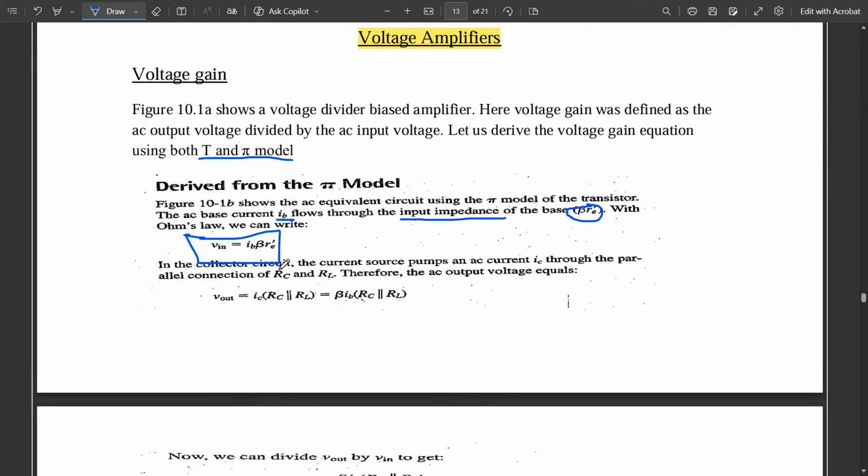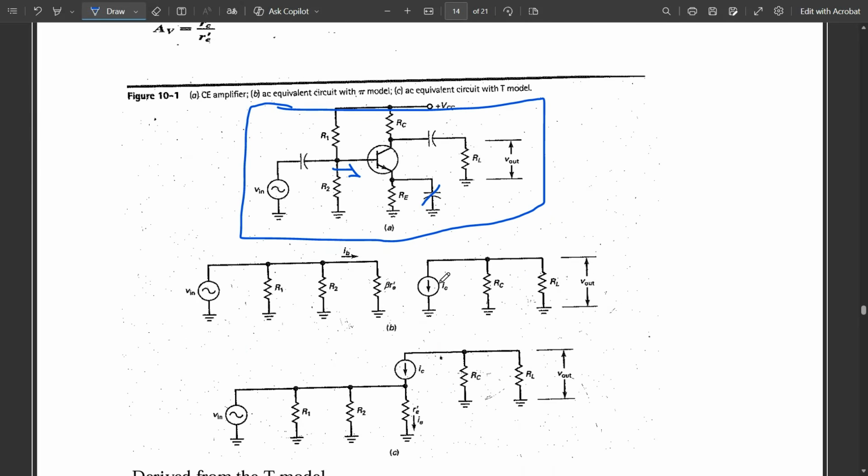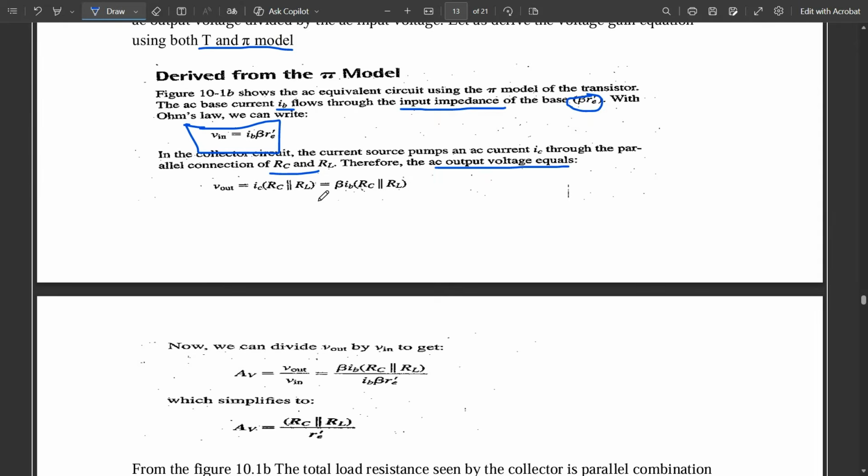So now in the collector circuit, the current source pumps an AC current IC through the parallel connection of RC and RL. Therefore, the AC output voltage V out is given by IC into RC parallel to RL, that is RC into RL divided by RC plus RL. Okay, because they are kept in parallel, we multiply it with the current source. So that's why V out is equal to IC into RC parallel to RL.